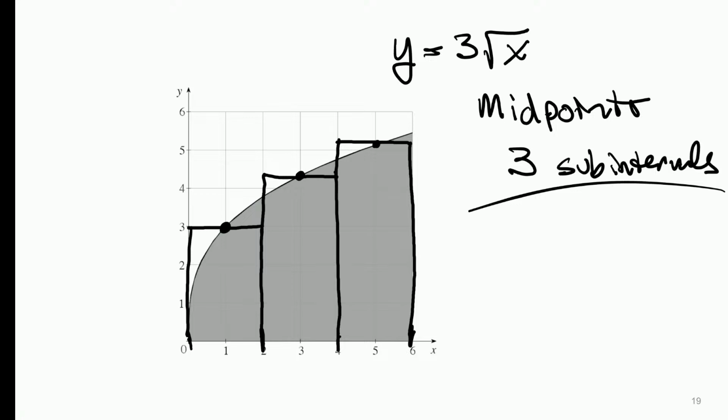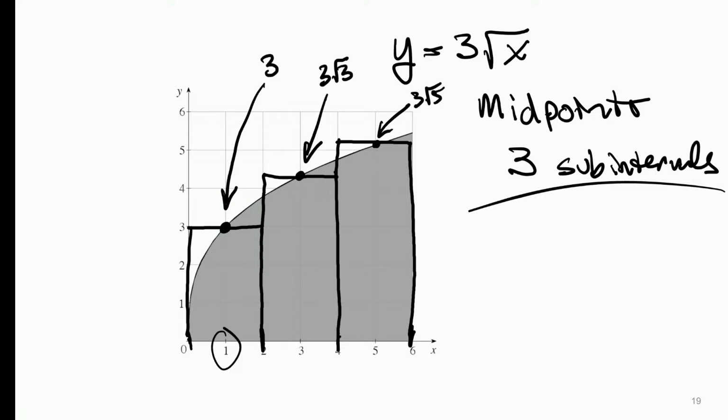Now I'm going to figure out the heights of these rectangles. This one is easy. This is going to be 3 because when I plug 1 into that formula, I get 3. This one is going to be 3 radical 3. Radical 3 is 1.732. 3 times 1.732 is, I think, a little bigger than 4 1/4, isn't it? But whatever. We're going to leave it like that. And then this one will be 3 radical 5. Whatever. Close enough.